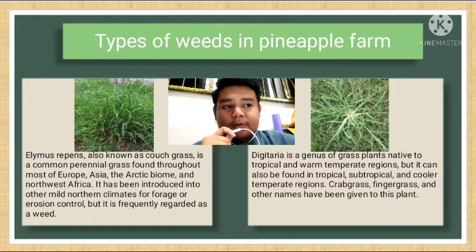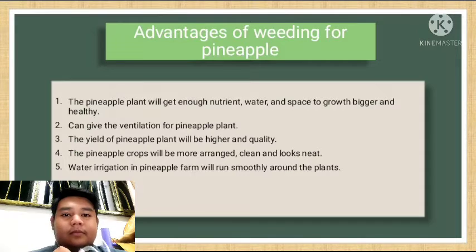Crabgrass or fingergrass and other names have been given to this plant. Next is the advantage of weeding for pineapple. There are 5 advantages of weeding for pineapple.